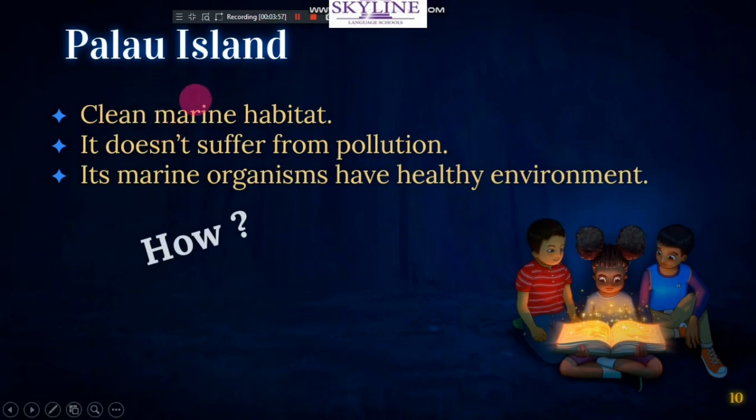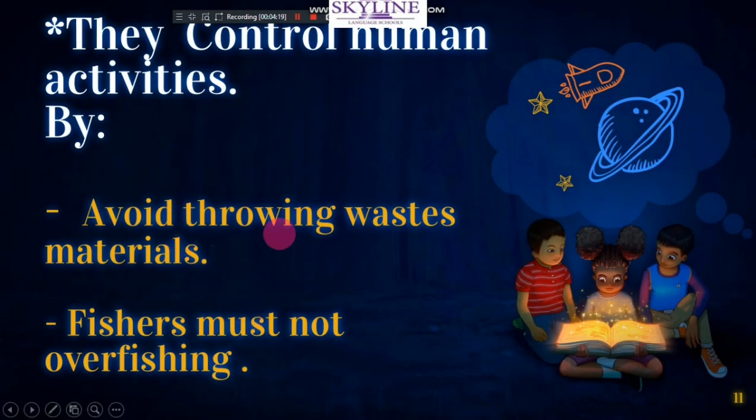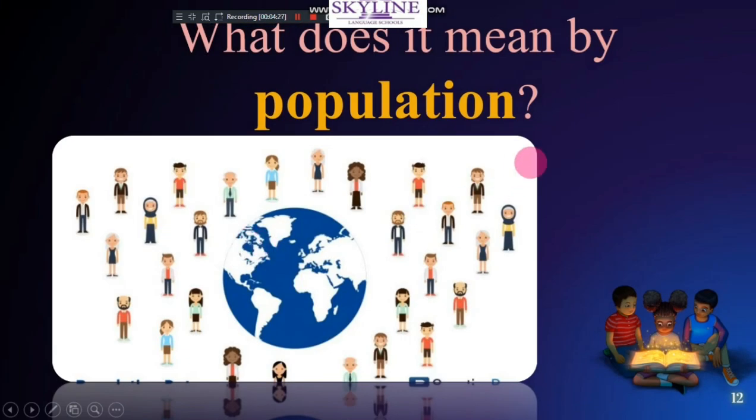Okay, we have an island. The island has a clean, clear, and pure habitat and doesn't suffer from pollution. Exactly. Marine organisms have a healthy environment. How? Because on the island the people use different conservation programs, control overfishing, and avoid throwing wastes. Another concept is called population.